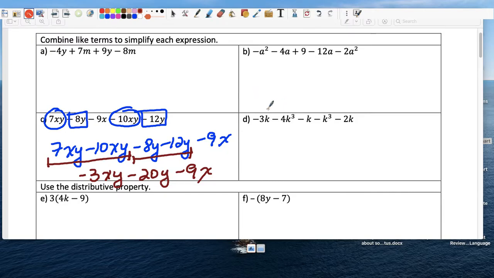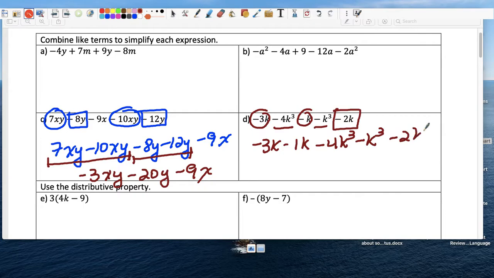Let's combine. So 3k and minus k. And if you want to put a 1, you can put a 1. Negative 4k cubed and 9k, and k cubed minus 4k cubed minus k cubed. And lastly, this guy goes here with nobody. Negative 3 and negative 1 is negative 4. Okay, negative 4, and don't forget there's a 1 here. So that gives me negative 5k cubed minus 2k.